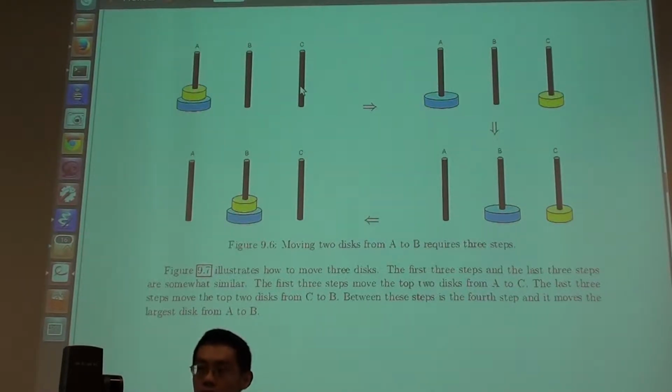pole, kind of auxiliary, to hold it. Then you move the bigger one to B, right? From A to B. Then you move it back from C to B.